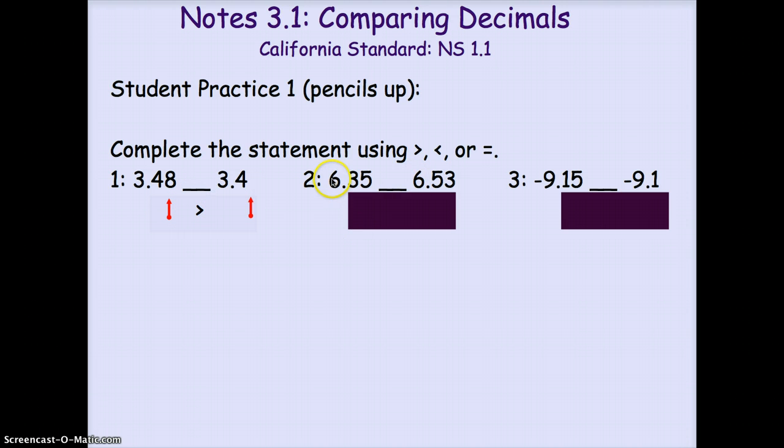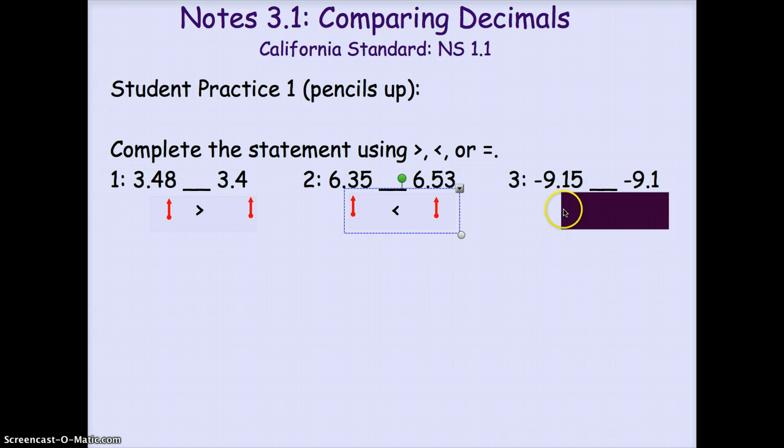On problem number 2, we have a 6 in the ones place. Now, this is again another place for mistakes. This one does end with a 5, which people tend to think that it makes it the larger number. But remember, we don't care about the last digit. All we care about is the first place where they're different, which is the tenths place. Here we have a 3 and a 5. Of course, 3 is less than 5, so we use the less than sign.